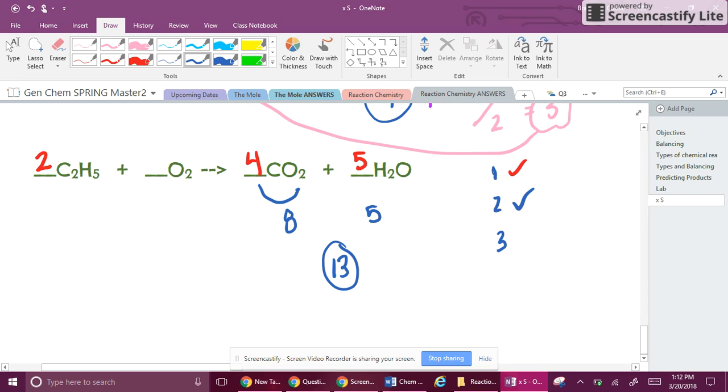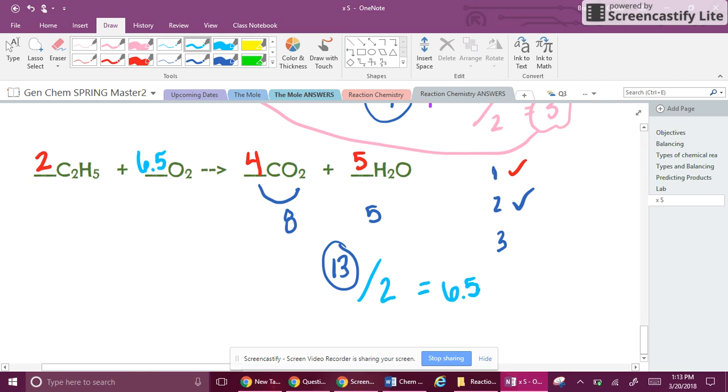All right, and then 13 divided by 2 is my last, or is that supposed to be, yeah, it's supposed to be blue, right? I don't know. 13 divided by 2 is 6.5, I think. Yep, 6.5. So that would go here.